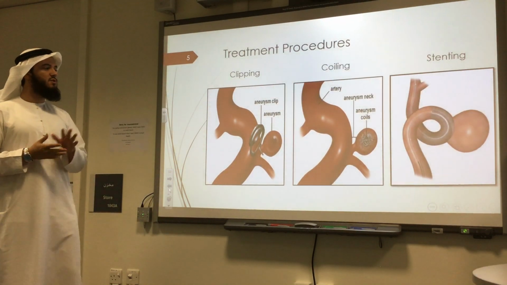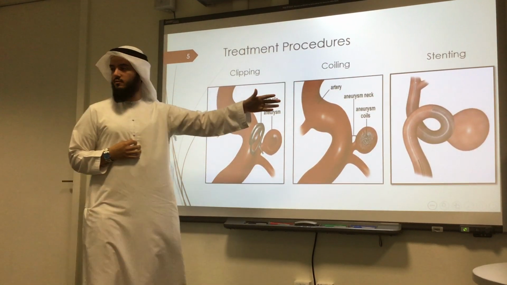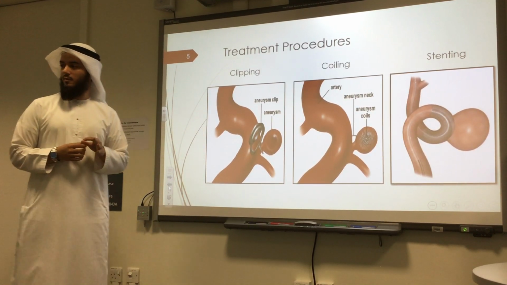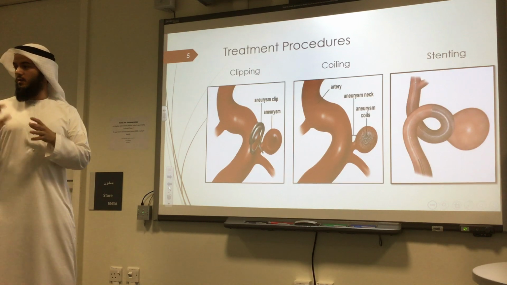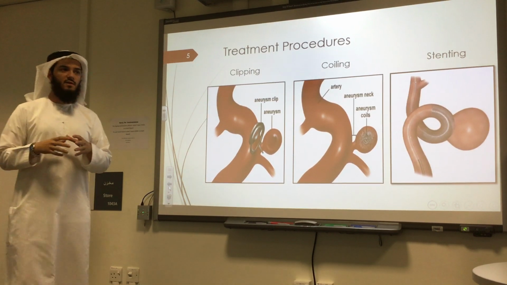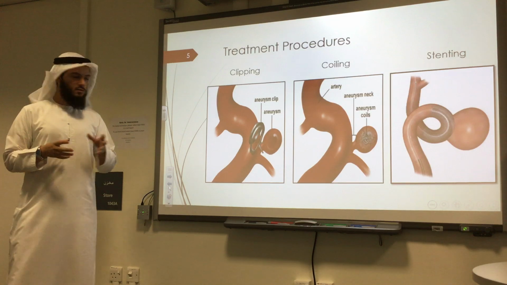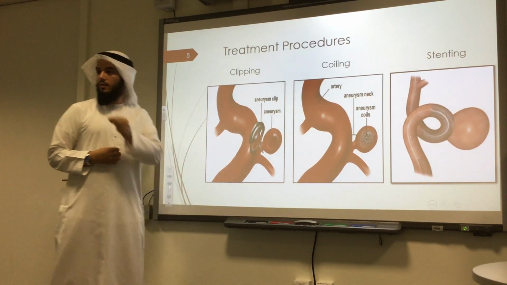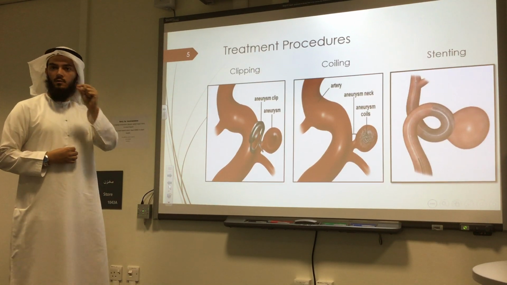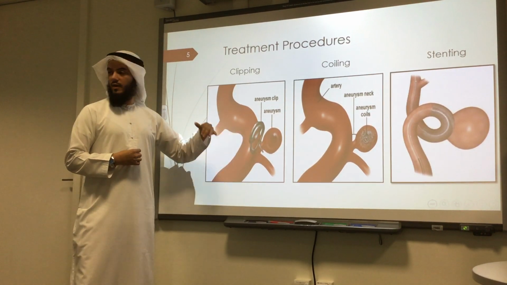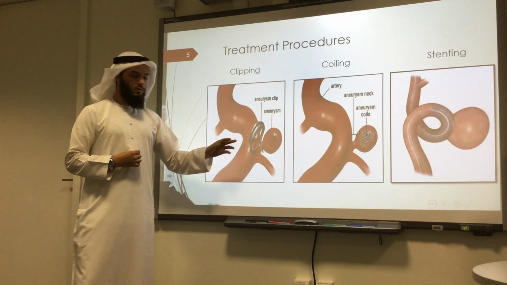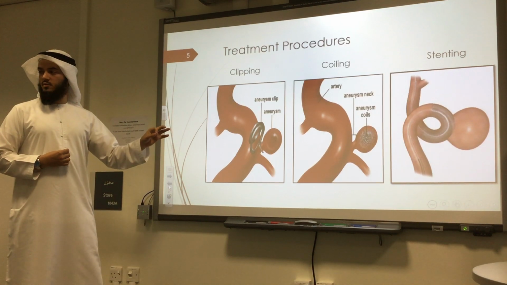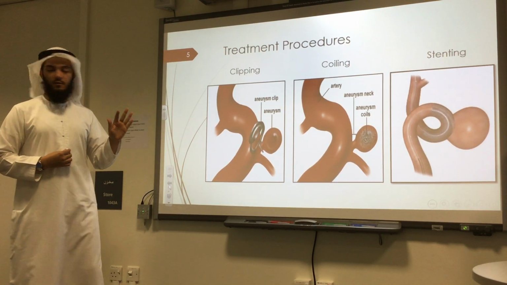Okay, so treatment procedures. We have 3 types of treatments. First of all, clipping. This is like the harsh part of aneurysms. What the neurosurgeon does is that he opens the brain of the subject and he digs in until he reaches the aneurysm. And then he puts a clip on the aneurysm, so it closes and the blood doesn't go inside. So this is the first procedure. Usually when the aneurysm is ruptured, they use this procedure, or when it's very severe.